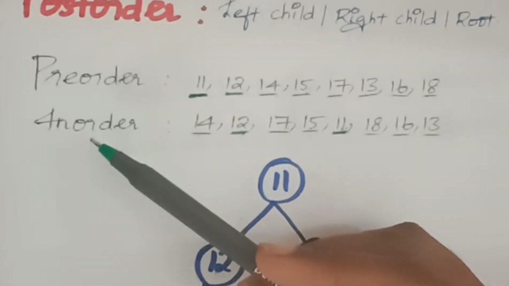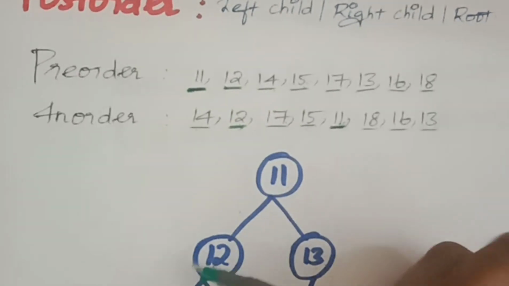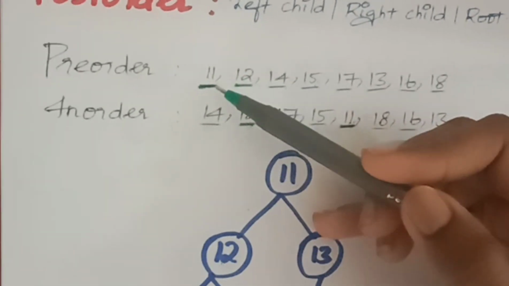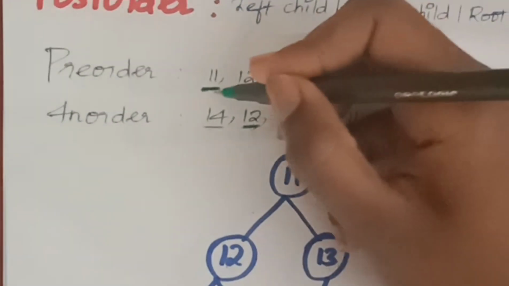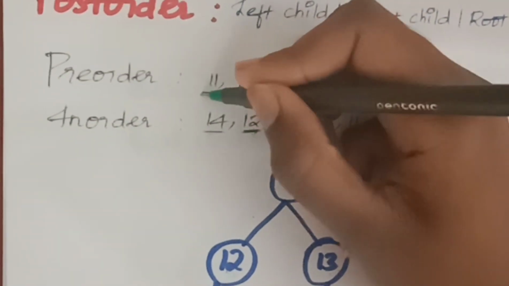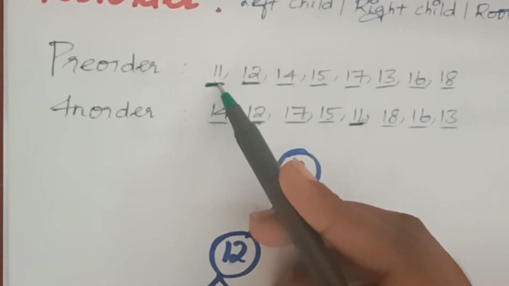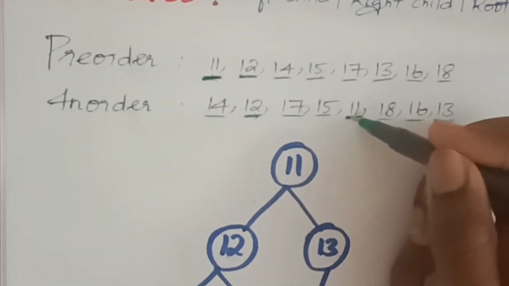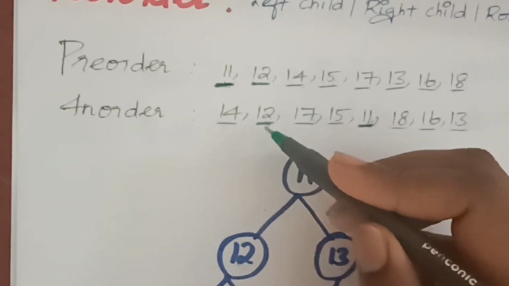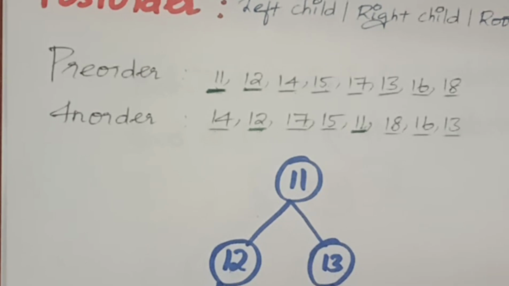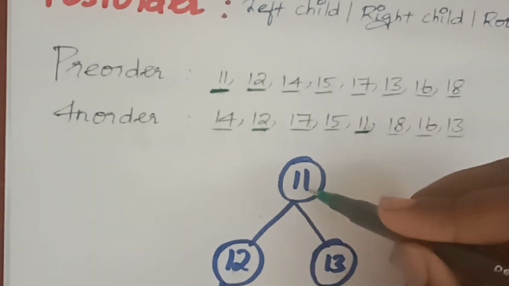The pre-order and in-order numbers are given. In in-order, we can't find the root, so we move on to pre-order. In pre-order, the first number is considered as root, and we want to find that first number in in-order, 11 here. Left of 11 is left child and right of 11 is right child. Then 11 is the root here.